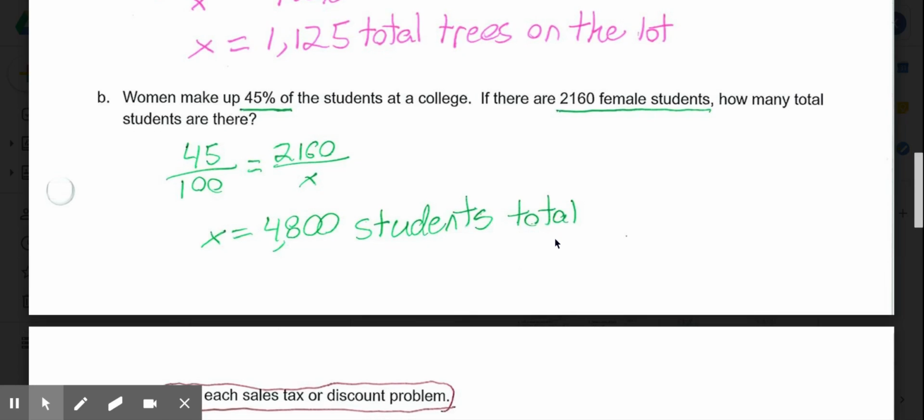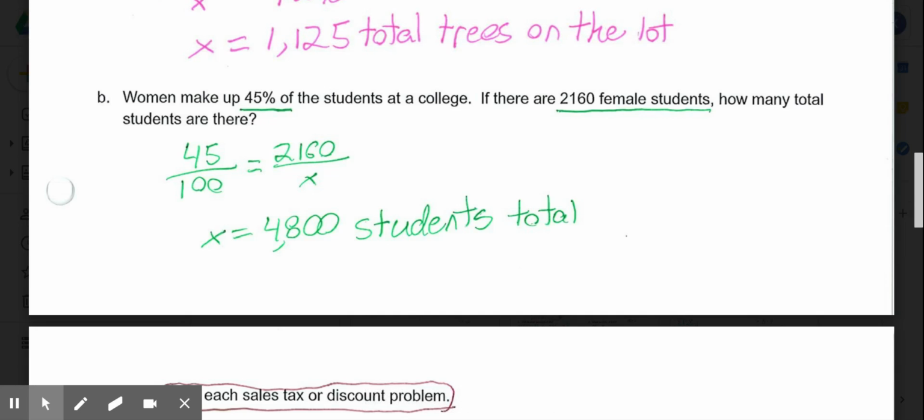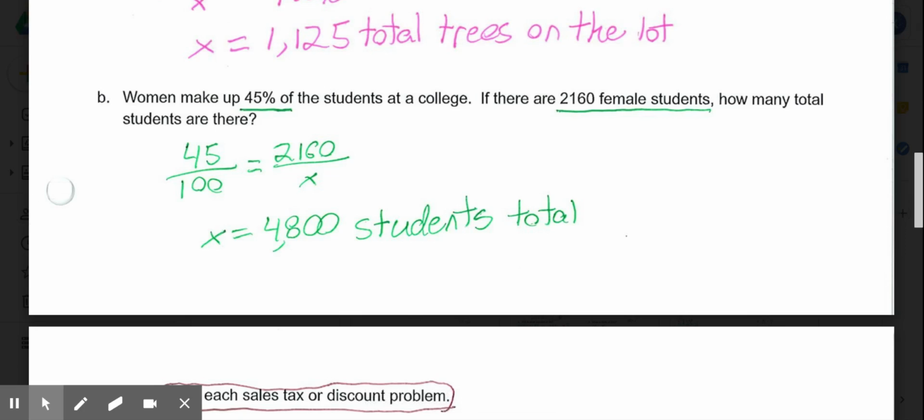In B, women make up 45% of students at a college. If there are 2,160 female students, how many total students are there? So in this case, if women make up 45% of the students at the college, 45 out of 100, the part, female students, over the total students, so 2160 over x. Cross multiply 2160 times 100, divide by 45, and there's about 4,800 students total.